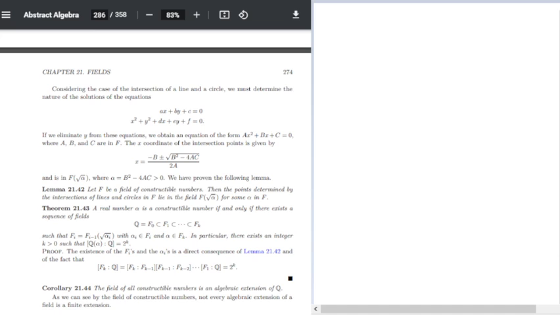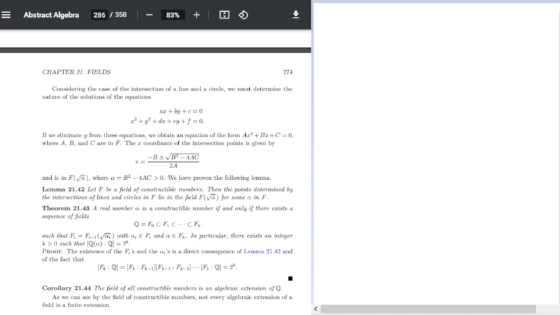The x-coordinate of the intersection points is given by a famous quadratic formula: x equals negative b plus or minus the square root of b squared minus 4ac, over 2a, and is in F adjoined square root of alpha, where alpha is equal to b squared minus 4ac, which is greater than 0. We have proven the following lemma.